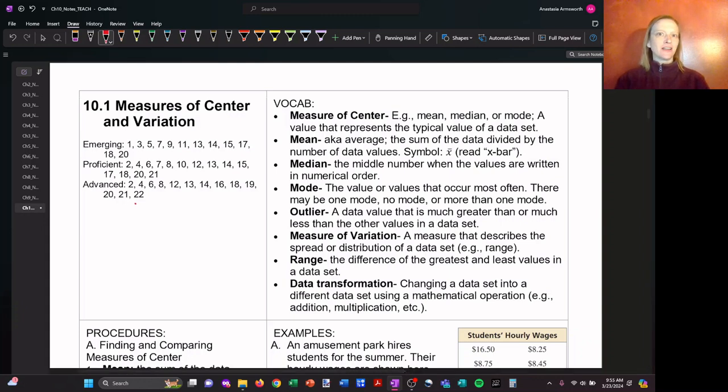Chapter 10 is different to some of the other chapters we've learned in Algebra 1. We're focused mostly on graphing data and analyzing data sets. In this first section, we're really going to focus on a lot of vocabulary, different measures of center like mean, median, and mode, and measures of variation like range, how spread out data are in a data set.